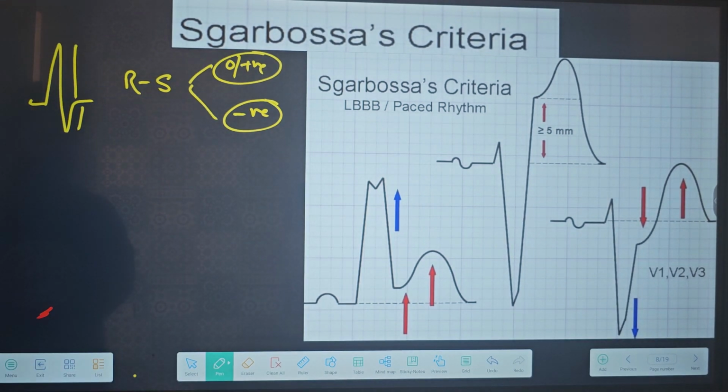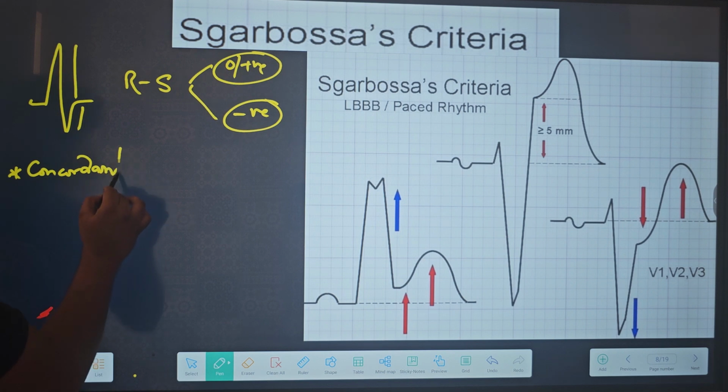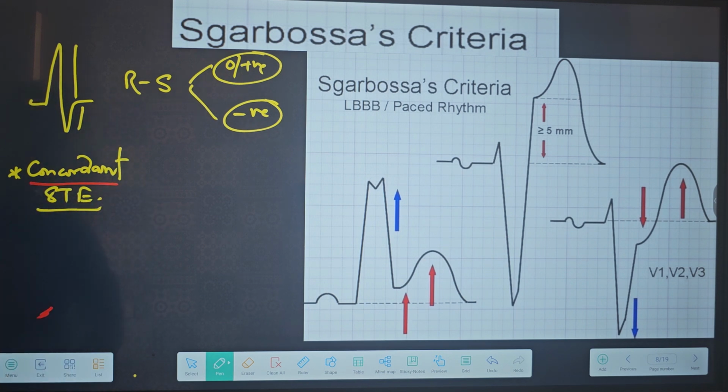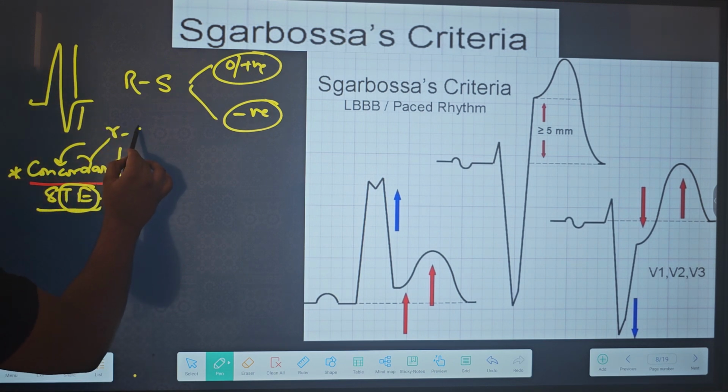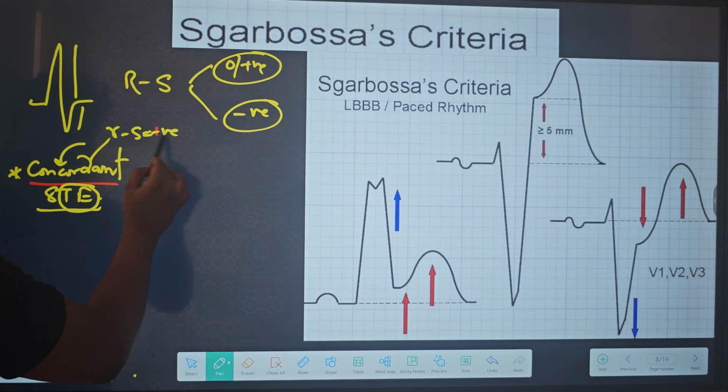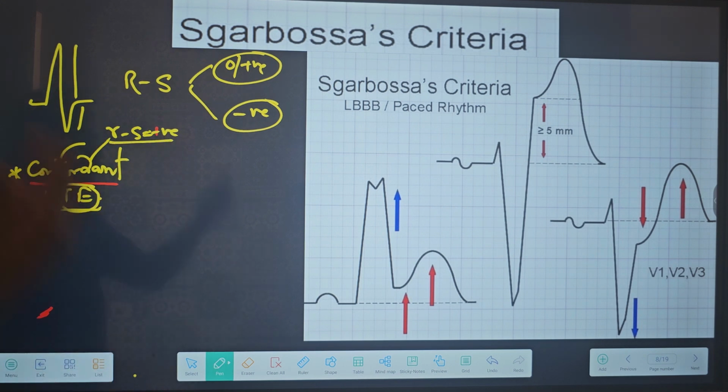Now we have to understand 3 important terms. First term, concordant ST elevation. What is the meaning of concordant ST elevation? Concordant ST elevation means ST elevation is present. What is the meaning of concordant? Concordant means that R minus S is positive. That is, net QRS is above the baseline.